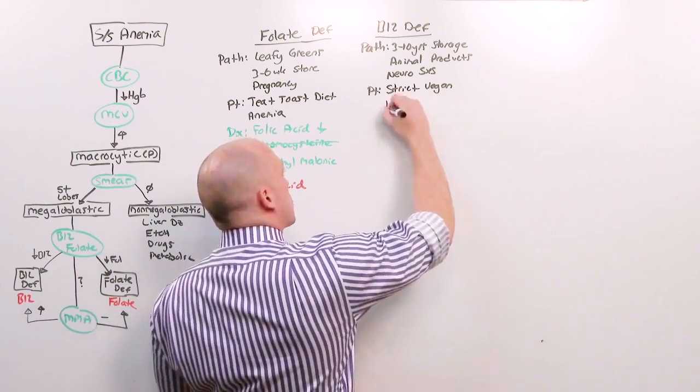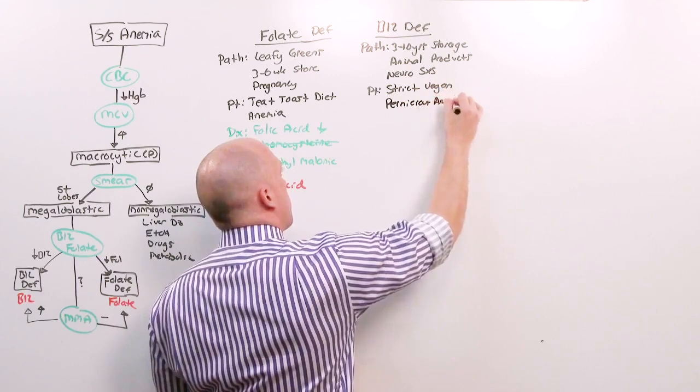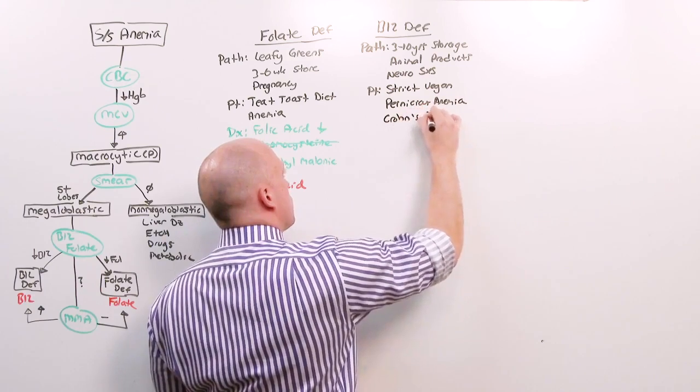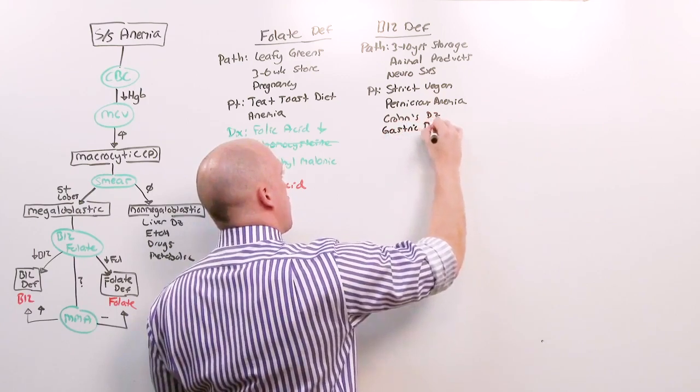And compromised absorption comes in 3 forms: pernicious anemia, Crohn's disease, and gastric bypass. We'll talk about how this works in just a minute.